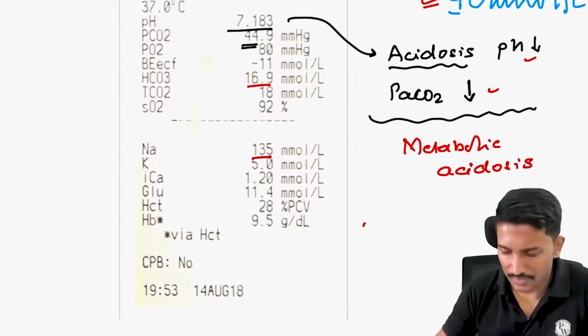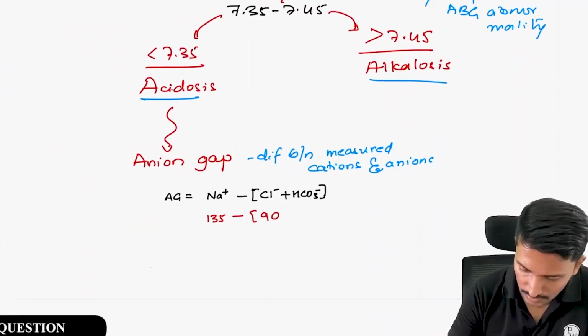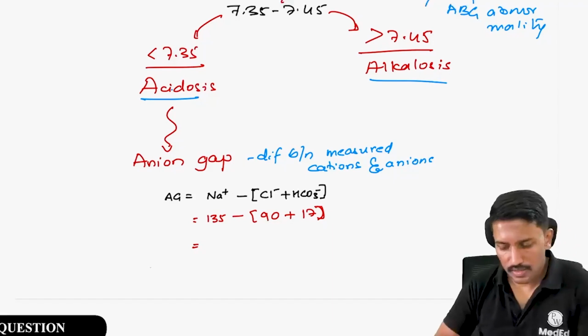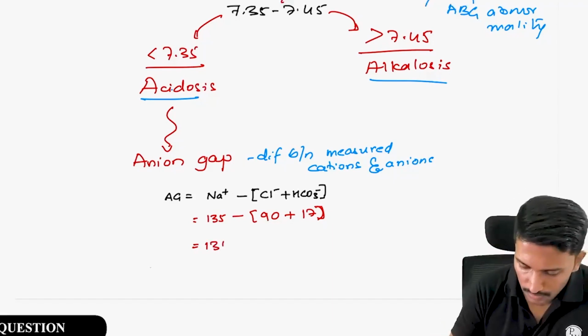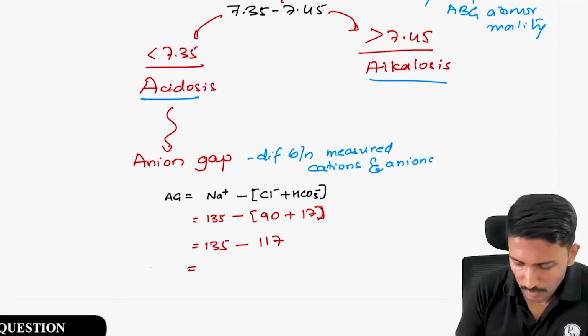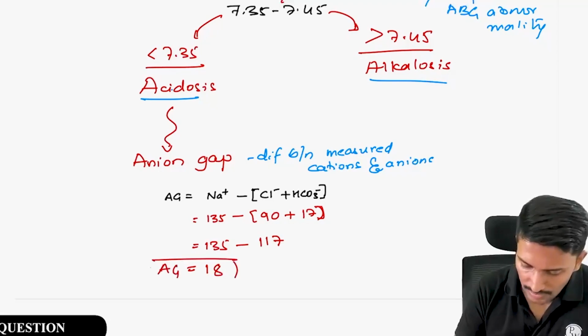So let me make it as 17. 90 plus 17. So I will have 90 plus 17. Okay. Now 135 minus 90 plus 17 will be 135 minus 117, right? Correct me if I'm wrong. So that brings the answer to be 18. So the anion gap here is 18.